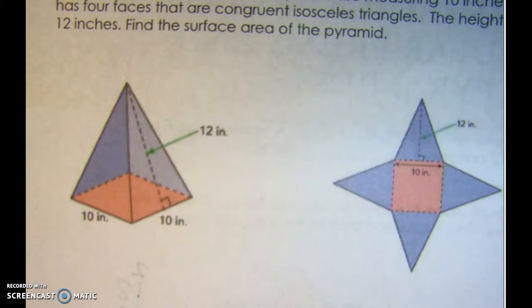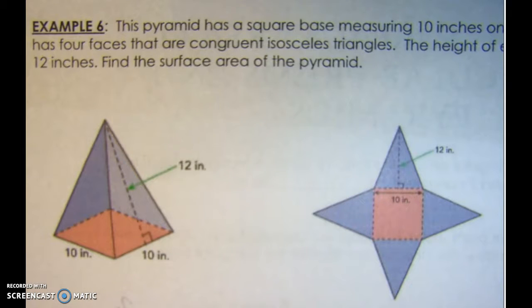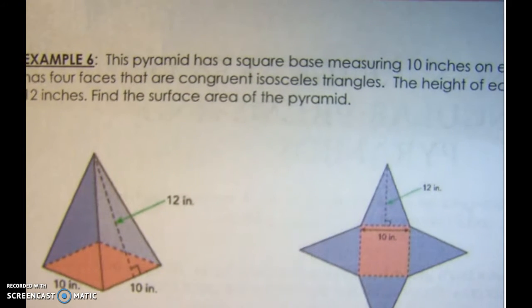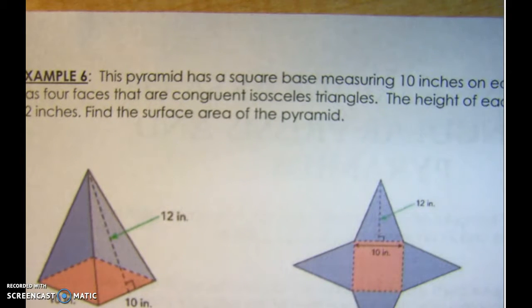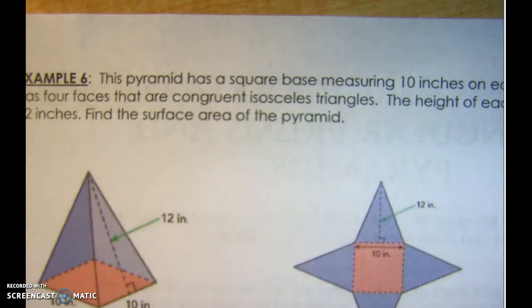So this is an example of how to find surface area of a pyramid. For instance, this pyramid has a square base measuring 10 inches on each side. It has 4 faces that are congruent isosceles triangles. The height of each triangle is 12 inches. Find the surface area of the pyramid.